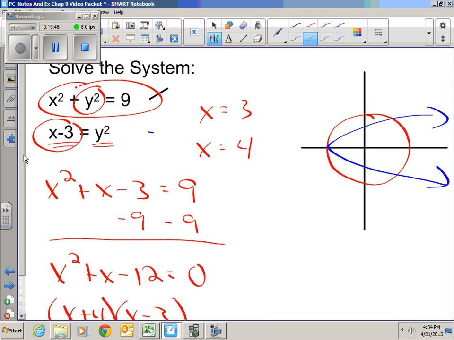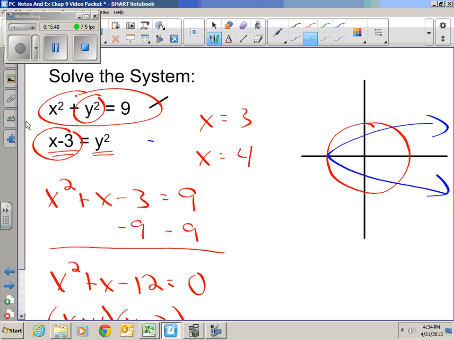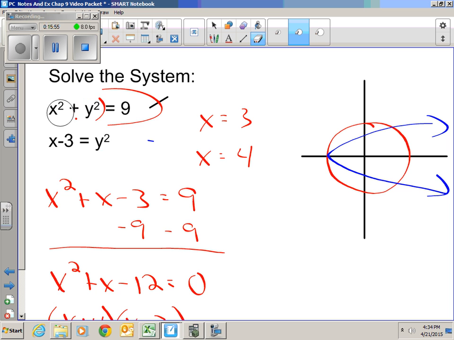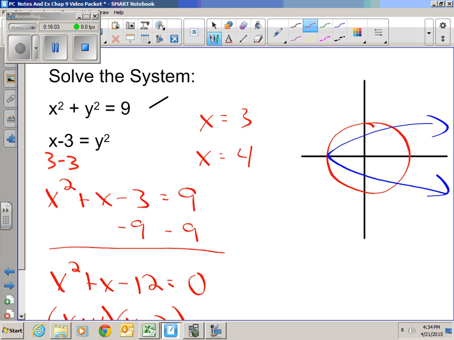Let's go back up to our original problems. It would probably be simplest to plug both of these answers into the second equation. When I do that, when x is 3, 3 minus 3, of course, is 0. Y squared is 0, so y must be 0. And sure enough, that's that point right there.